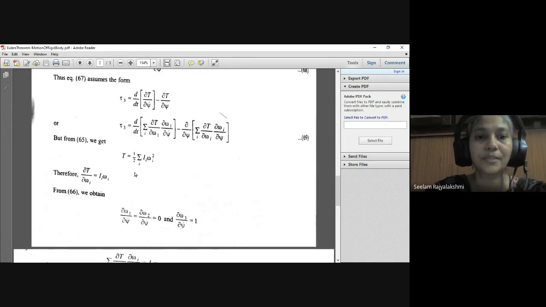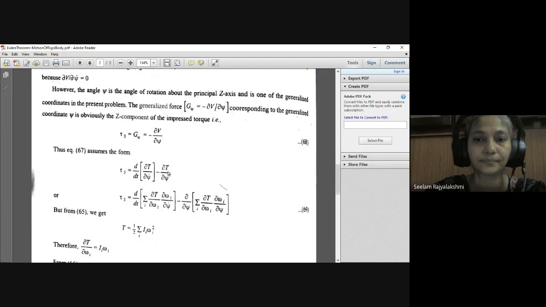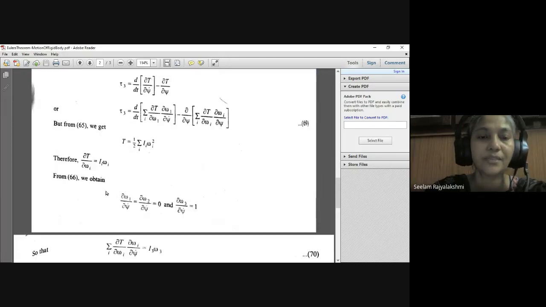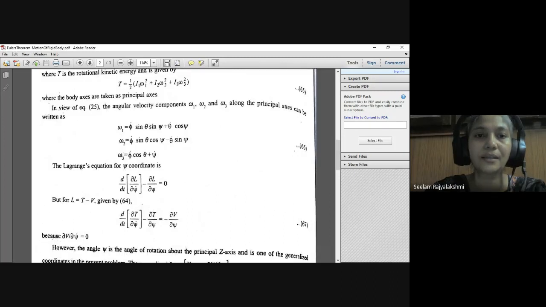By using equation number 66, we will obtain dou omega 1 by dou psi dot equals dou omega 2 by dou psi dot equals 0, and dou omega 3 by dou psi dot equals 1. That means in equation number 66, we are differentiating with respect to psi dot.